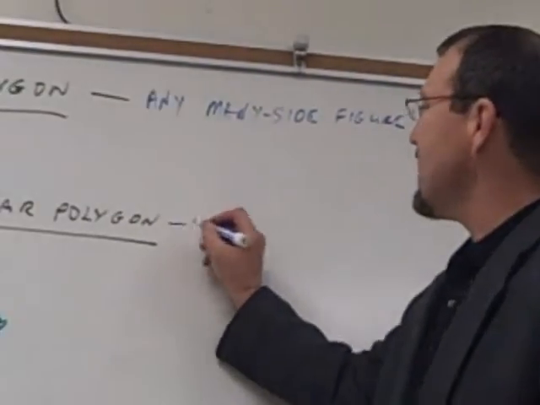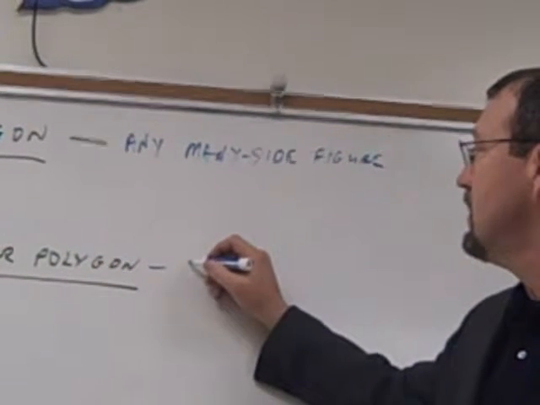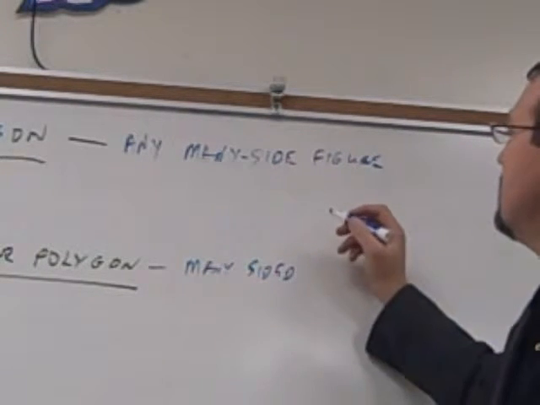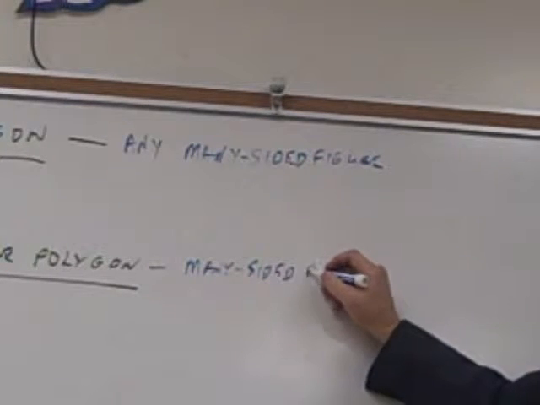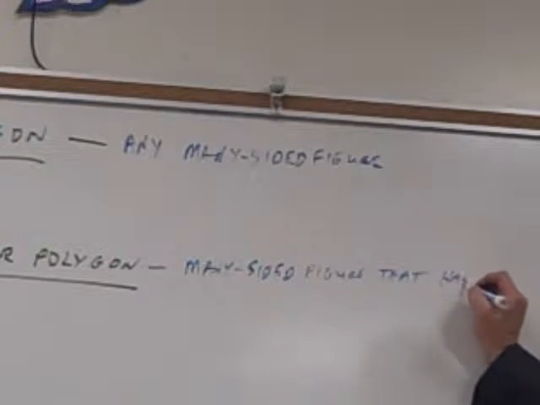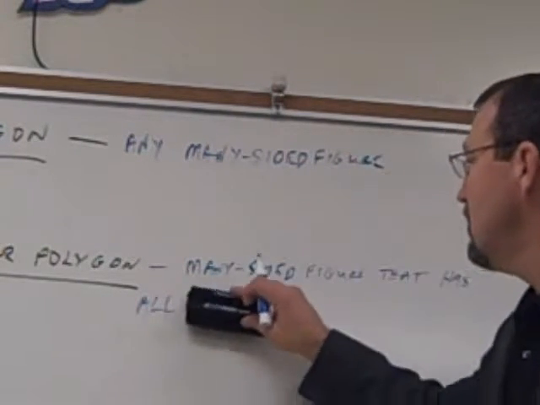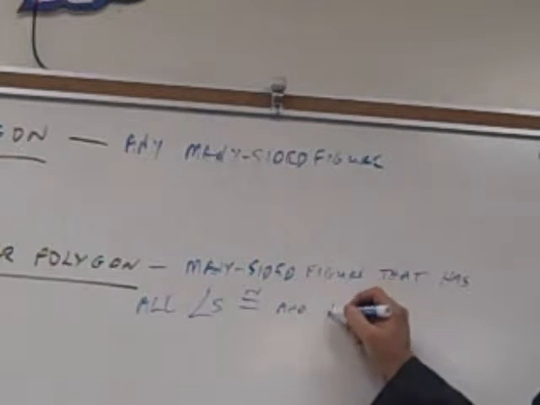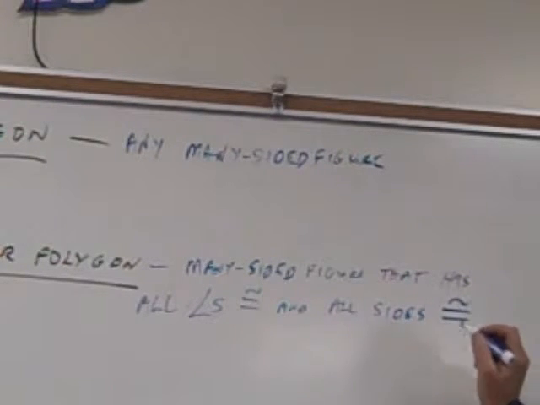If we have a regular polygon, many-sided, oh, I forgot my D on many-sided up there, didn't I? Many-sided figure that has all angles congruent and all sides congruent.